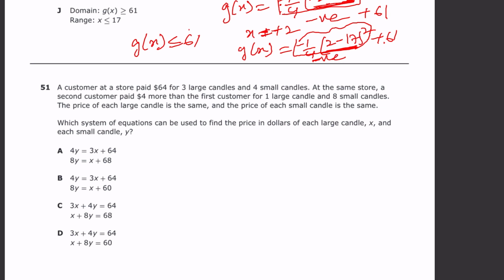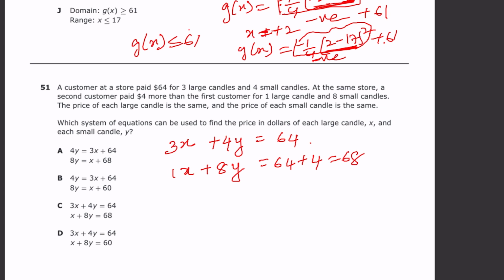So now here what is given? Here let x be the small candles and y be the large candles. So 3 large plus 4 small is equal to $64. And next, at the same store, a second customer, this is the first customer who paid. Now the second customer is paying 4 more than the first customer, means 64 plus 4, for 1 large candle plus 8 small candles. So this is equal to 68. So where do we have this option? 3x plus 4y is equal to 64, x plus 8y is equal to 68 is C.